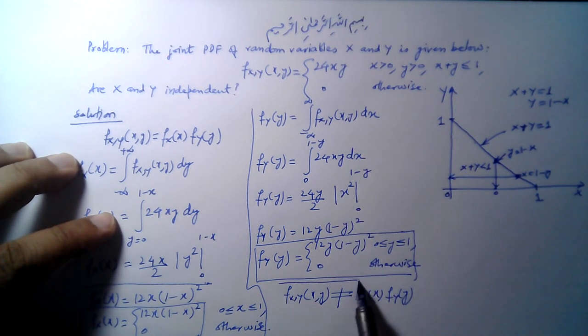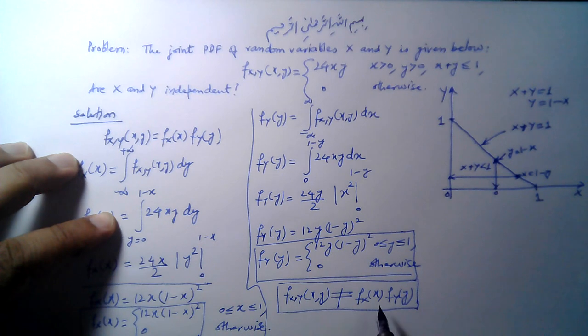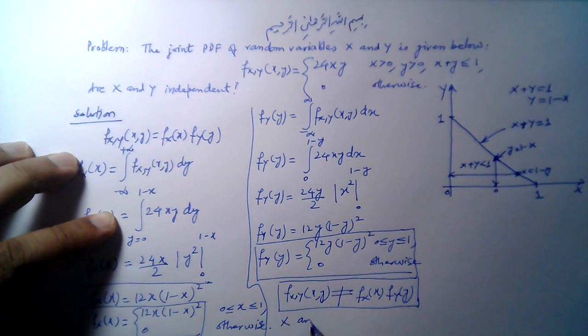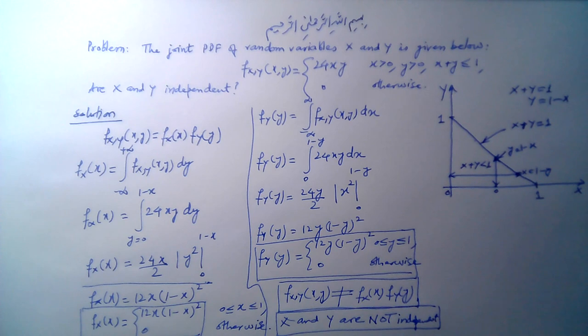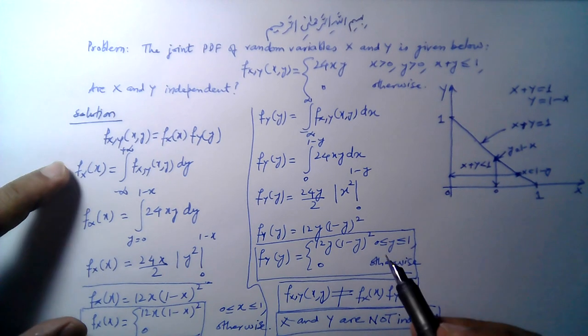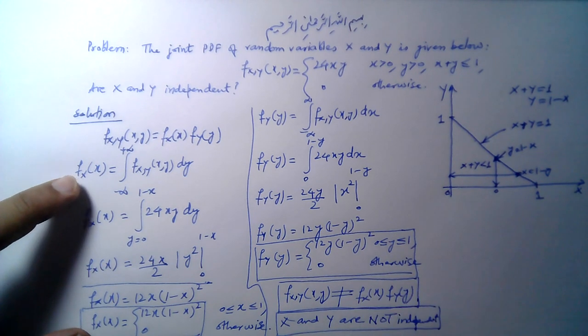So we have this condition here that the joint PDF fxy is not equal to the product of the individual PDFs. So x and y are not independent, right? X and y are not independent random variables. So this is the conclusion we can draw from our calculations so far.